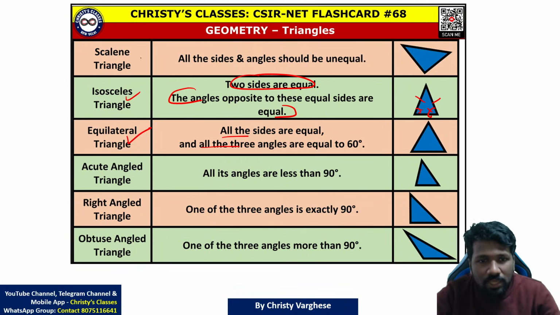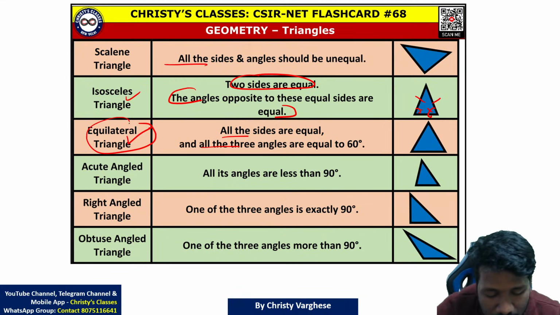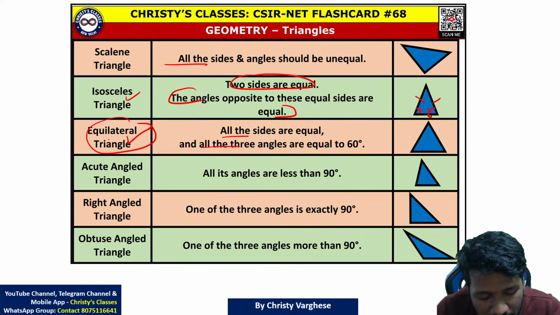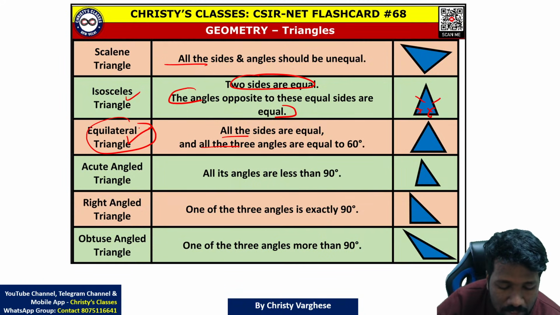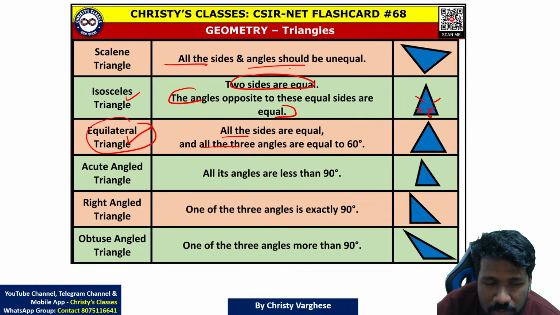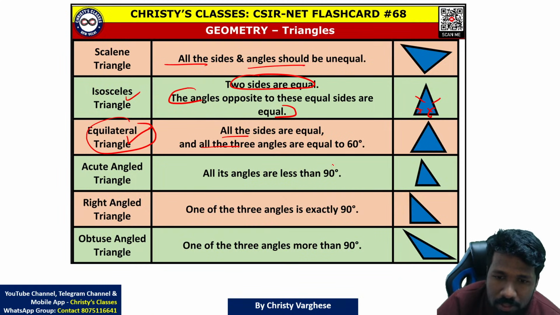So, a scalene triangle is the exact opposite of an equilateral triangle. Equilateral triangle में सारा sides equal होगा, तो scalene triangle में सारा sides unequal होगा. And सारा angles भी unequal होगा. Acute angle means each one angle is less than 90. Sorry, all angles are less than 90.